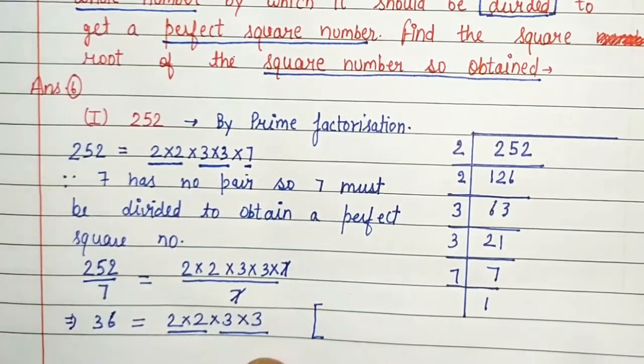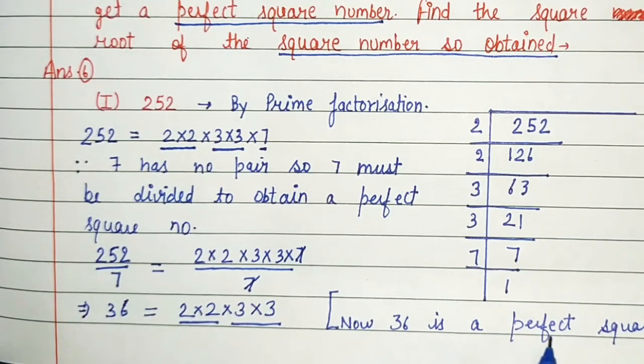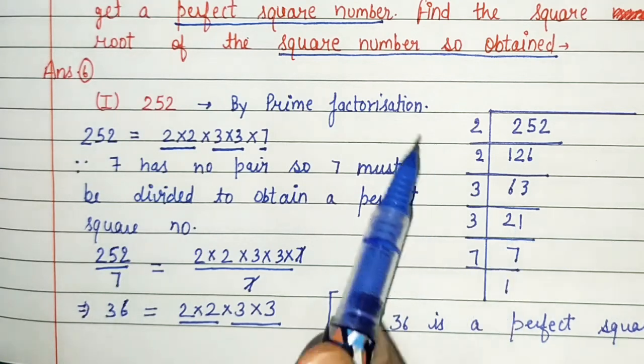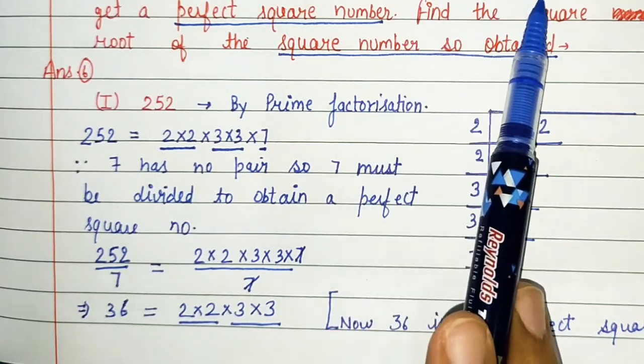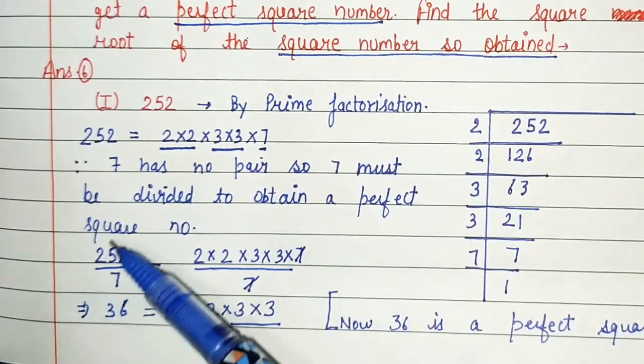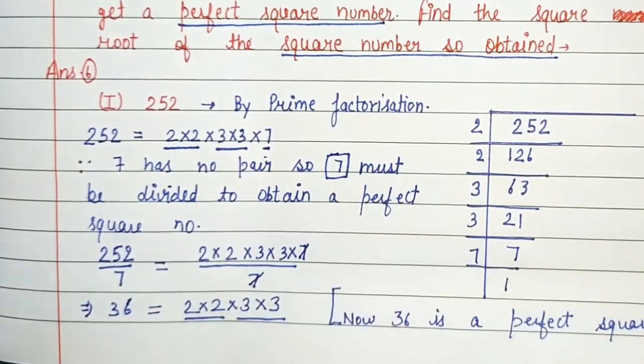Now you can mention here, 36 is a perfect square number. Our one question is done, that is, what should be divided. So 7 should be divided. 7 must be divided. Okay, one answer clear.